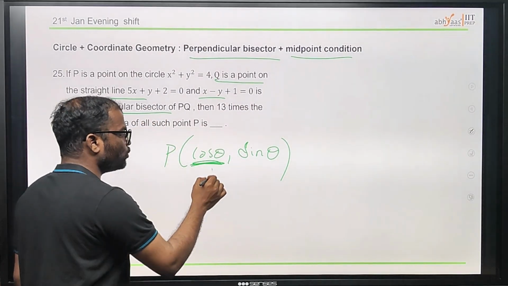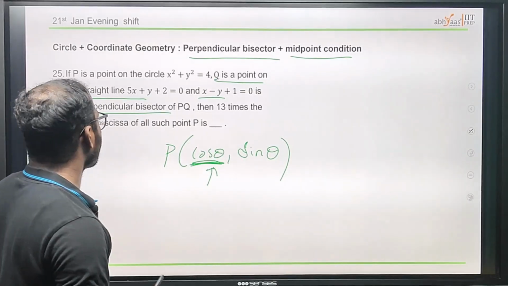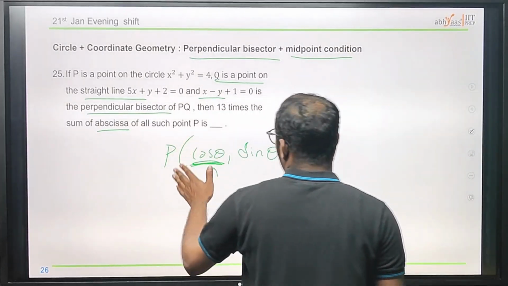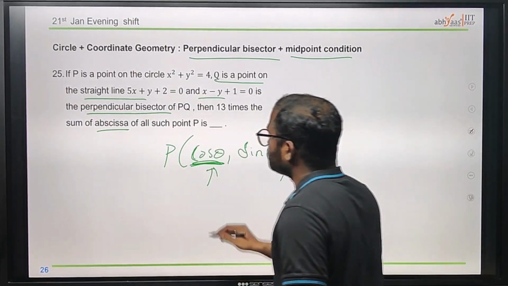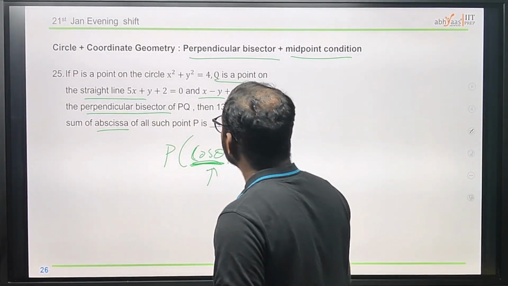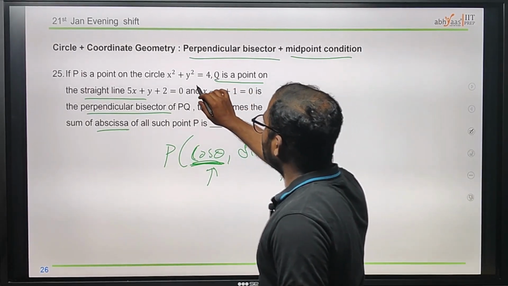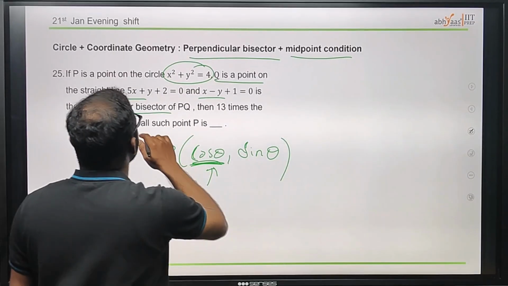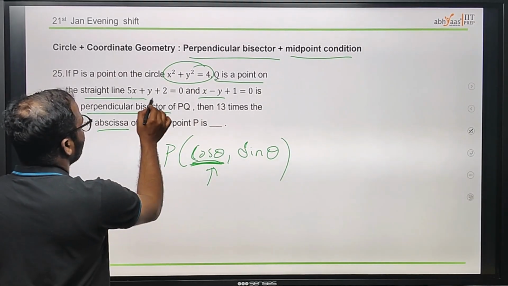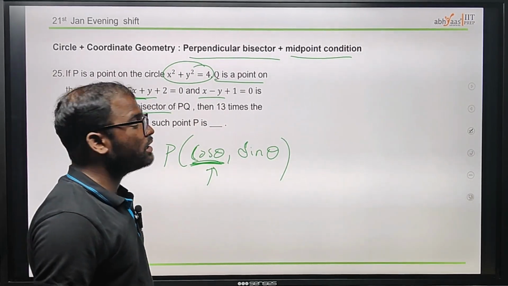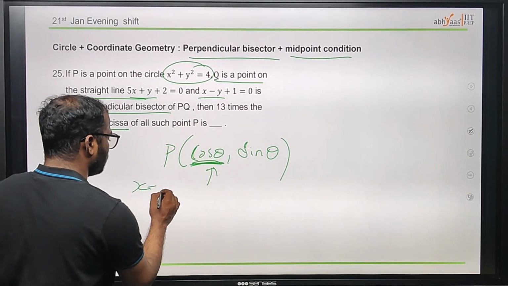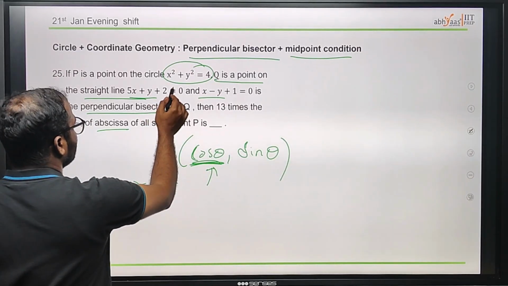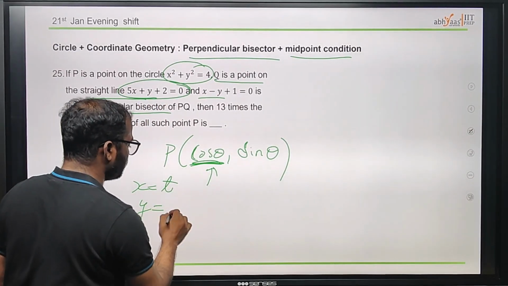For this we will get 2 points in this question. For that we just add those 2 abscissas. In order to find the situation, first we need to find this point, this abscissa. For that we need to find the Q. Firstly we have this circle here, and the two given lines, 5x plus y plus 2 and x minus y plus 1. Just assume x is equal to t. Then we can easily find the y. Just substitute those values here, and we can automatically find the other point as x.